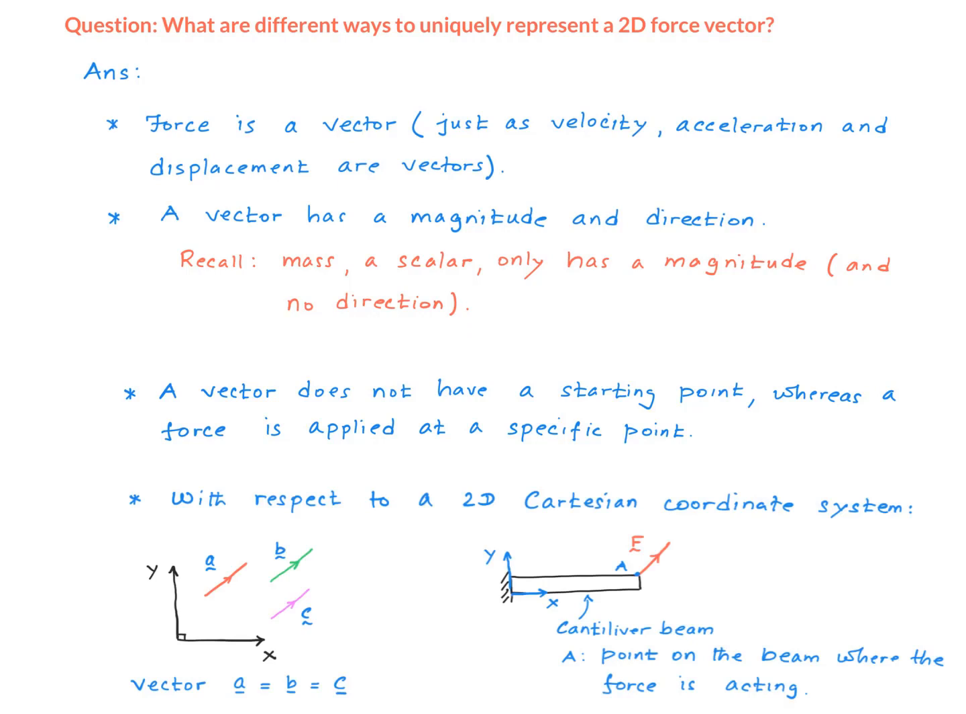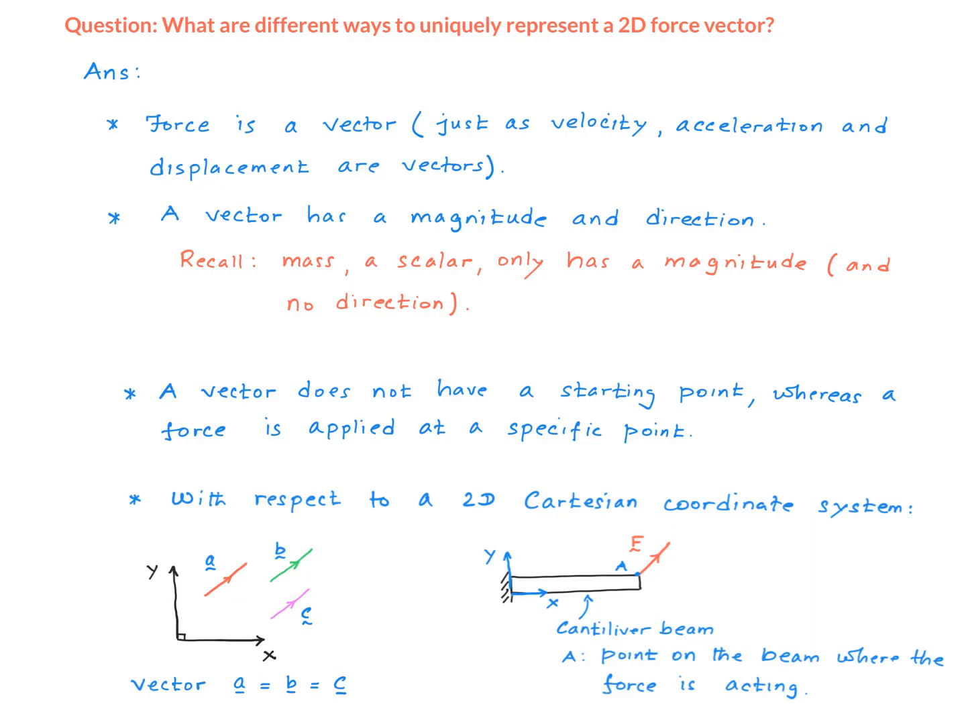Let's consider what is called a two-dimensional Cartesian coordinate system. So what is a Cartesian coordinate system? Well, a rectangular coordinate system. A 2D system consists of two coordinate axes, x and y, and these two axes are perpendicular to each other. Since a vector has a direction, we need a coordinate system to represent its direction, right? So here we're going to use this 2D Cartesian coordinate system.